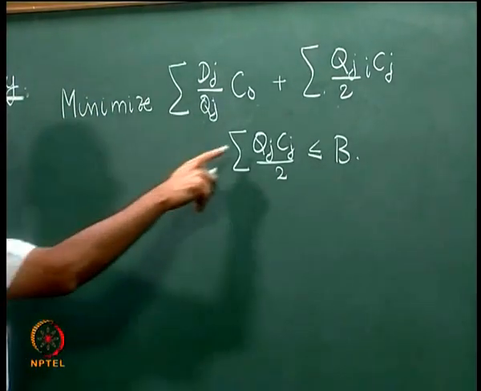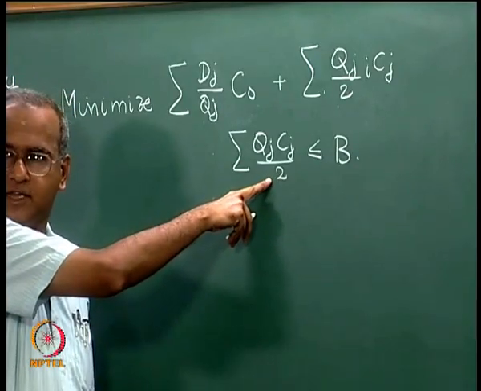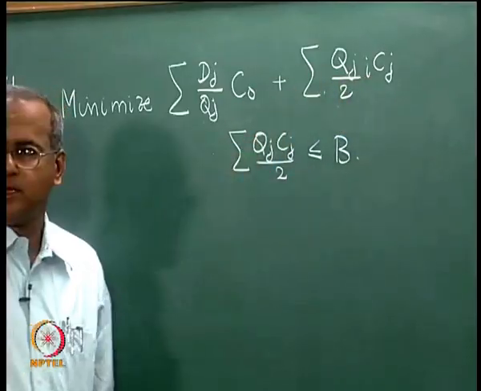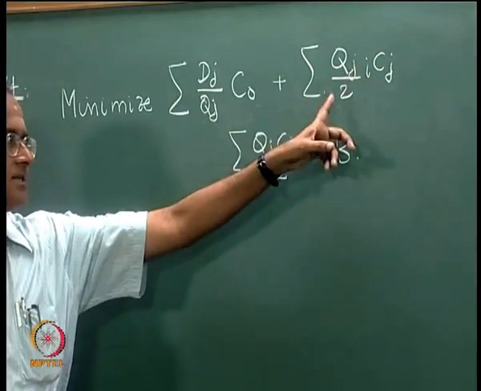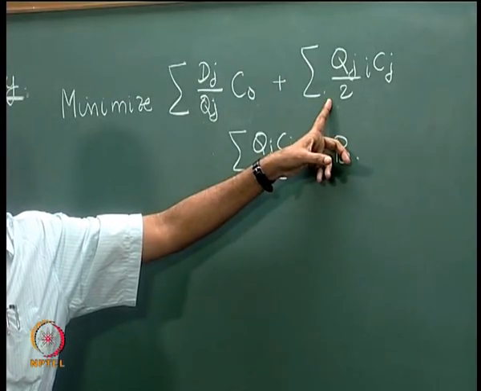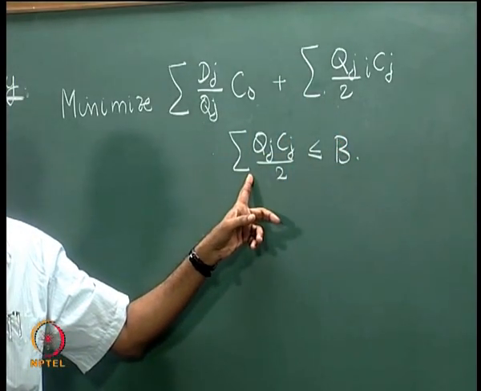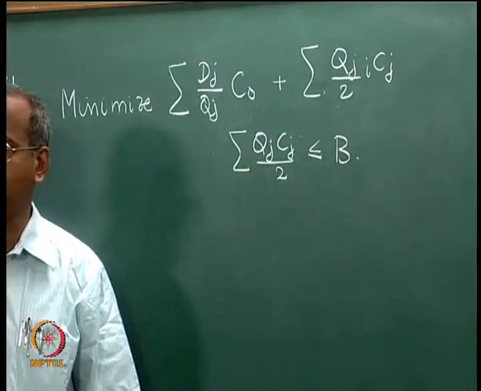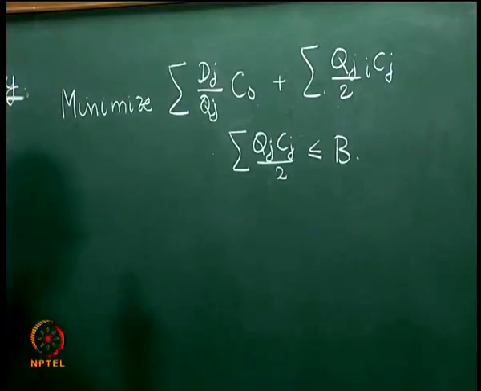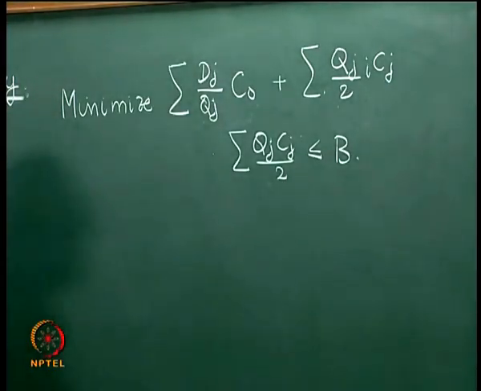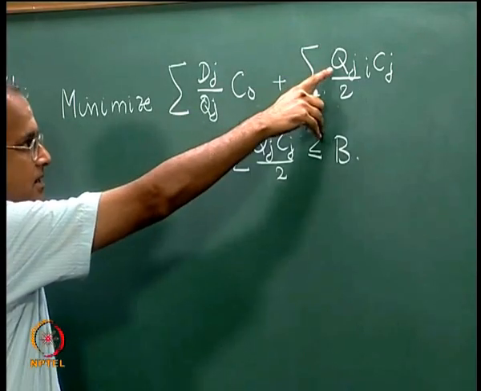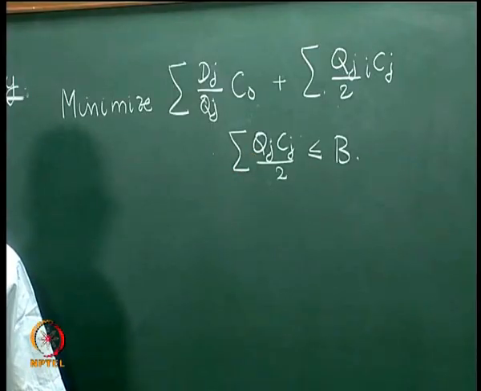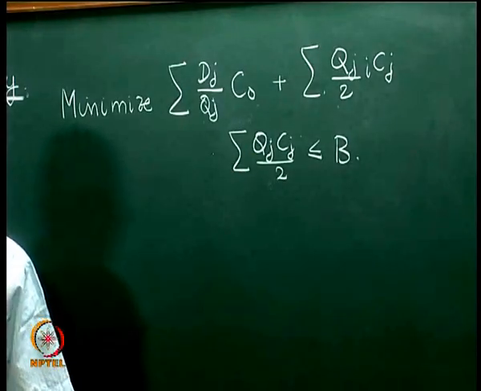Now, Qj Cj by 2 is the money value of the average inventory. Please note that there is no I here, whereas there is an I in the objective. The moment there is an I, it represents the inventory carrying cost per year. This represents the money value of the average inventory. So, Qj Cj by 2 is less than or equal to b. Now, this is a nonlinear optimization problem because Qj comes in the denominator in one term and in the numerator in another, with a linear constraint where Qj comes in the numerator.